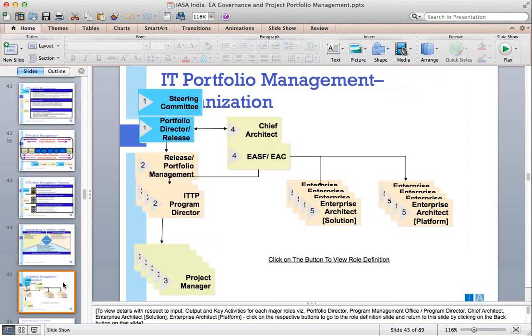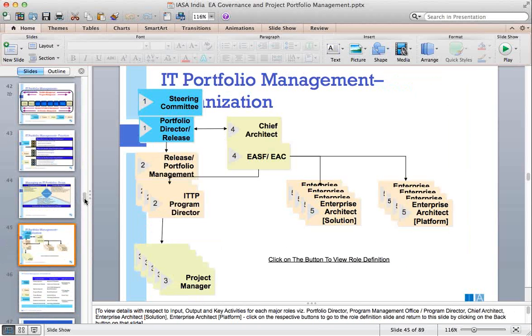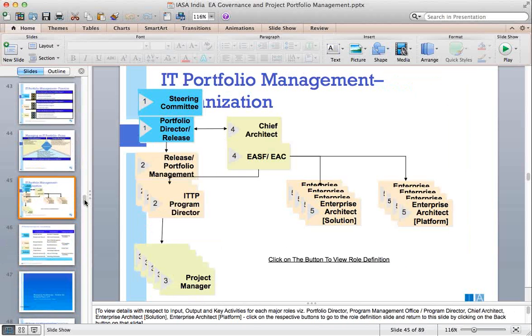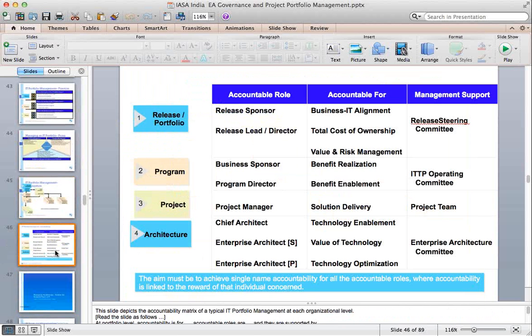They may indirectly or directly communicate with the ITTP program directors, IT transformation programs, and different project managers, but they are all bound together. The enterprise solution architects, platform architects, and the chief architect's team are central in correlating your day-to-day project work to a particular business value and return on investment.